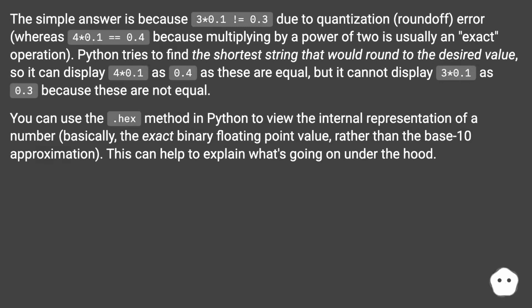The simple answer is because 3*0.1 != 0.3 due to quantization (round-off) error, whereas 4*0.1 == 0.4, because multiplying by a power of 2 is usually an exact operation. Python tries to find the shortest string that would round to the desired value, so it can display 4*0.1 as 0.4 as these are equal, but it cannot display 3*0.1 as 0.3 because these are not equal. You can use the .hex method in Python to view the internal representation of a number, basically the exact binary floating point value, rather than the base 10 approximation. This can help to explain what's going on under the hood.